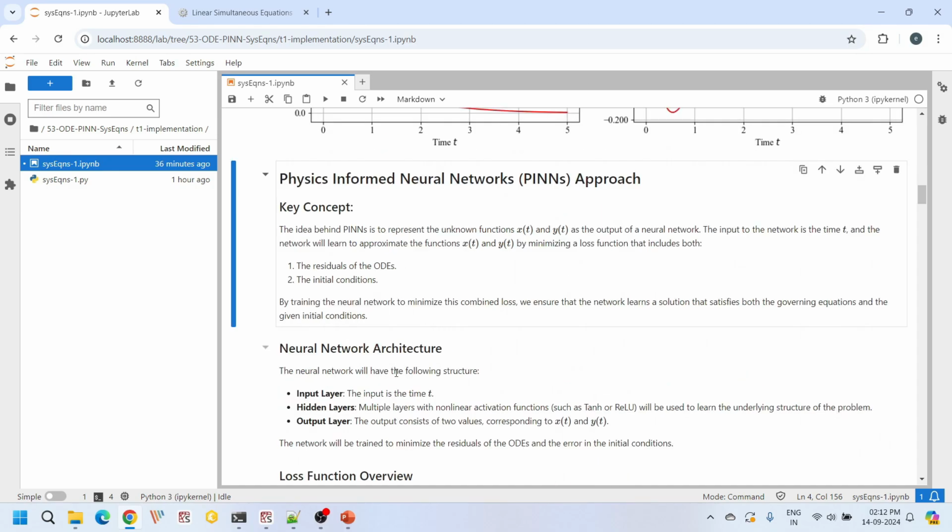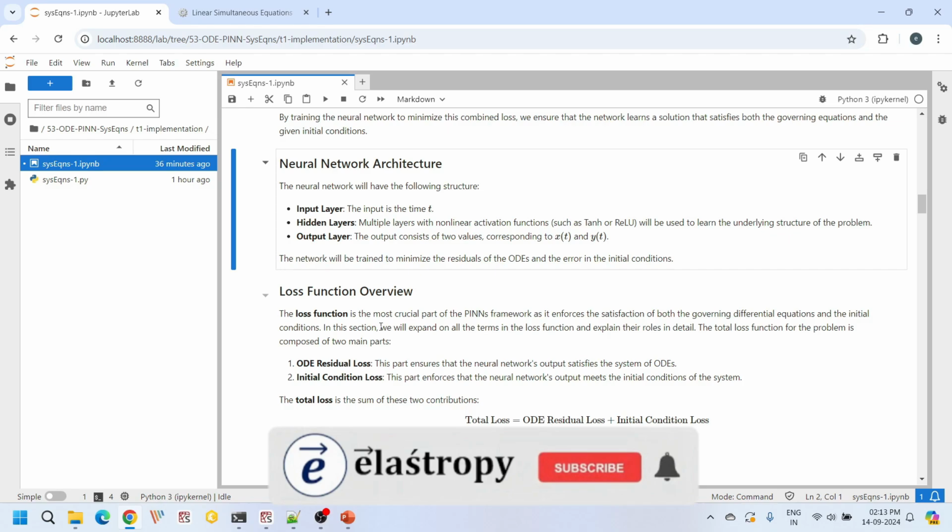In this entire architecture, as I said, to optimize the weights in the neural network, what we do is we minimize the loss function, and this loss function is very important. Formulating this loss function is very important. Let's see how we formulate this loss function.